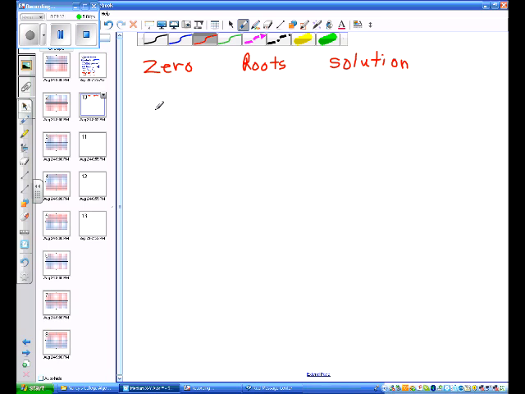So if we're given the function f of x equals x cubed plus 2x squared minus 4x minus 8, and we want to know what the zeros are, well, we're wanting to know when is y 0? So we're going to take our equation and set it equal to 0. Now, with 4 terms, the method that we learned to solve this by was factoring, and we factored by grouping.